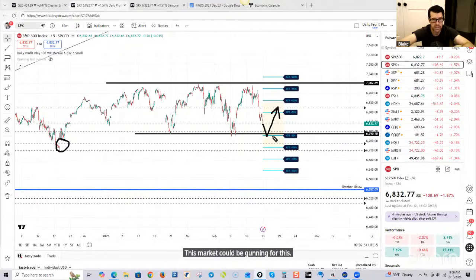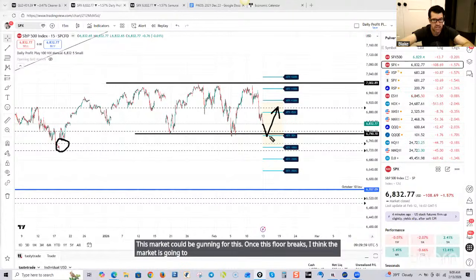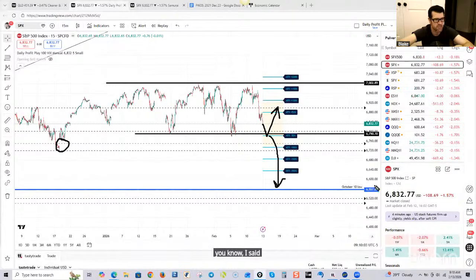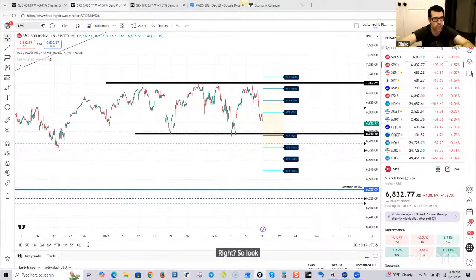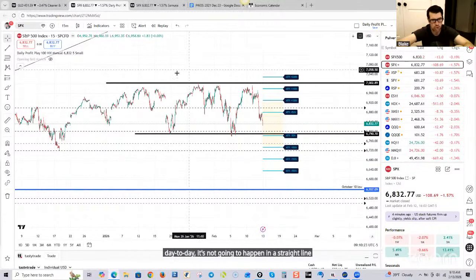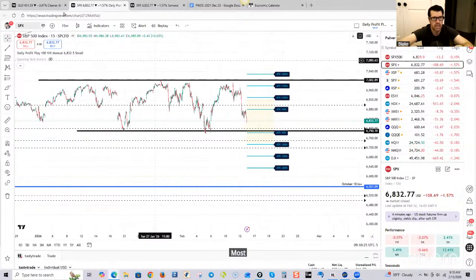Once this floor breaks, I think the market is going to have a harder time saving itself versus just letting it flush. How long have I said 6,500, 6,550 this year? I've been mindful of that area the entire year. And if we break below that, we've got 6,200 down to 6,000, right? So it's a weakness window, February, March, April, it could happen. Day to day, it's not going to happen in a straight line; it should be mostly efficient. But it looks like we are going to have to play some defense here.